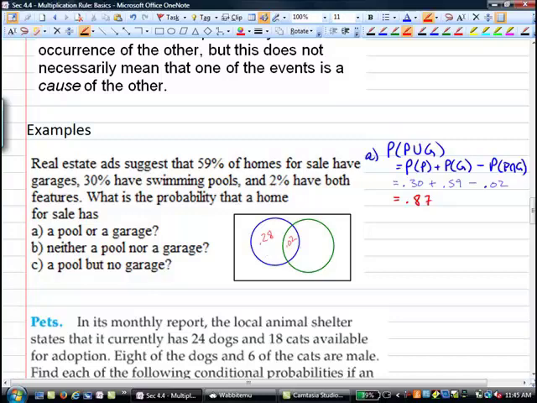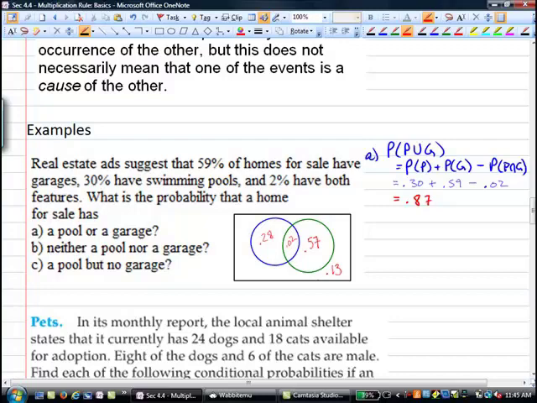What percentage of the homes have just a garage and no pool? Because that's this region over here, 0.57. And then add these three numbers up, and the number you get outside of the circles is our answer to part B, which we're going to add all these numbers up. We get 0.87. Subtract that from 1, and you get 0.13.